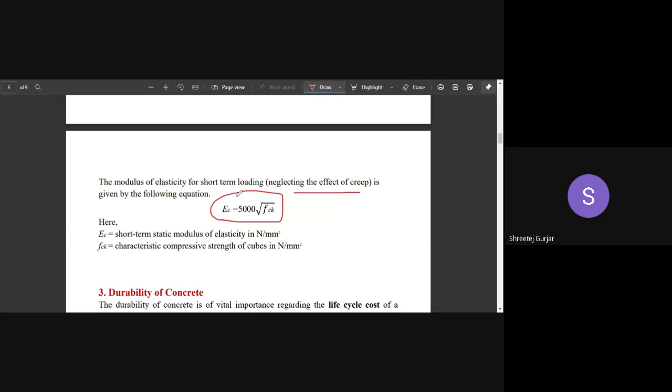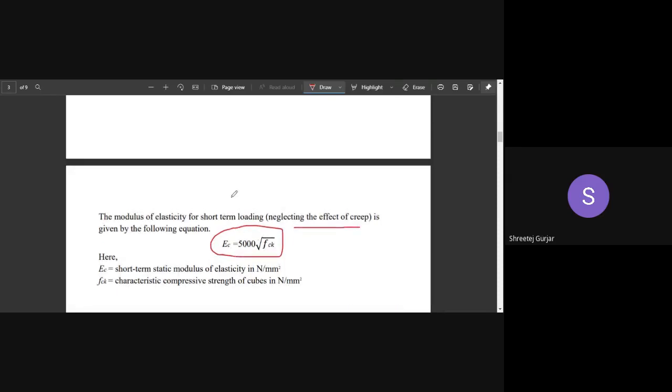So EC, or your modulus of elasticity, is given by 5000 root FCK, wherein FCK is your characteristic compressive strength of cubes in Newton per mm squared, and the value of EC is also in Newton per mm squared. So this is how you can determine your modulus of elasticity for short-term loading, neglecting the effect of creep. This formula is there in your code book also.